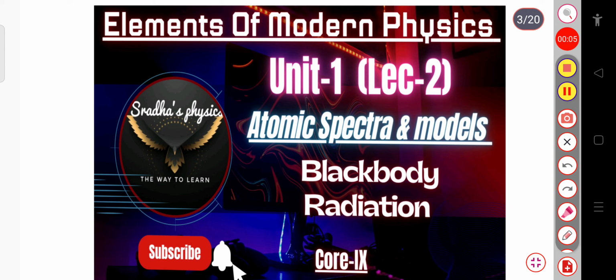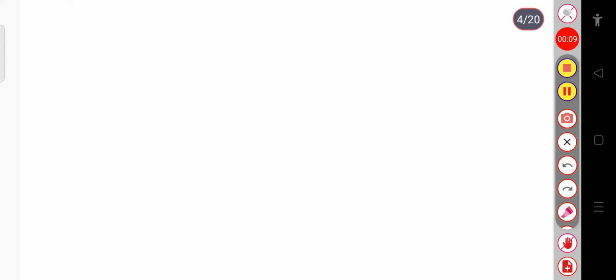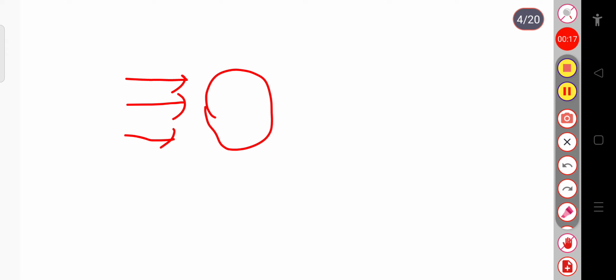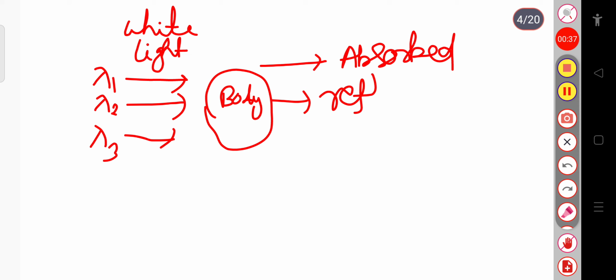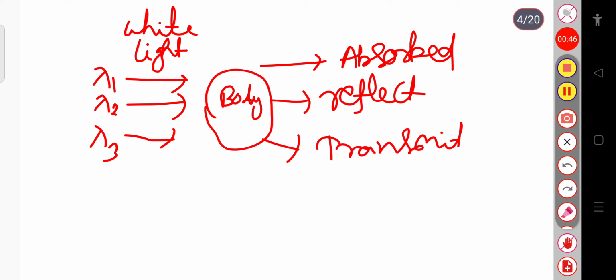Today our topic is blackbody radiation. Let us consider any object. Suppose some white light is falling on this object. White light means it consists of several wavelengths, and when it falls on this object, three things may happen. First of all, it may absorb all possible wavelengths, or it may reflect any type of wavelength, or it may transmit any particular wavelength.